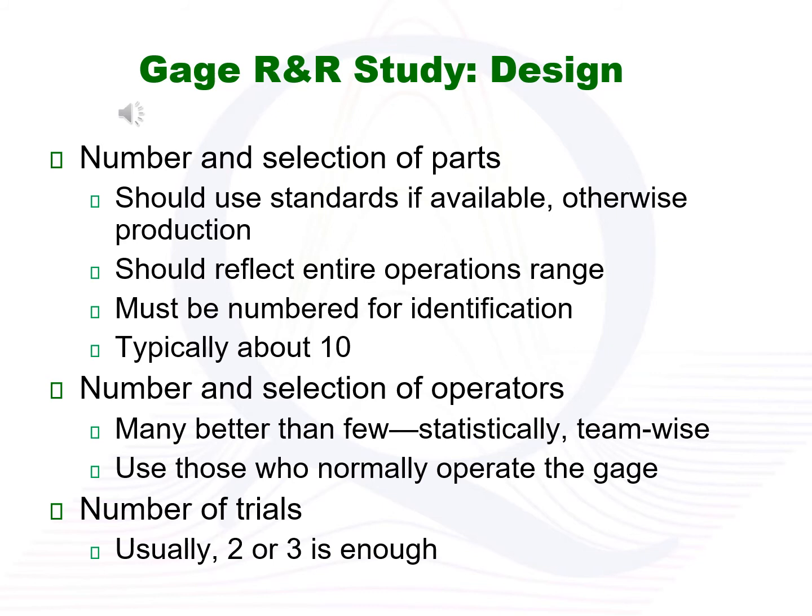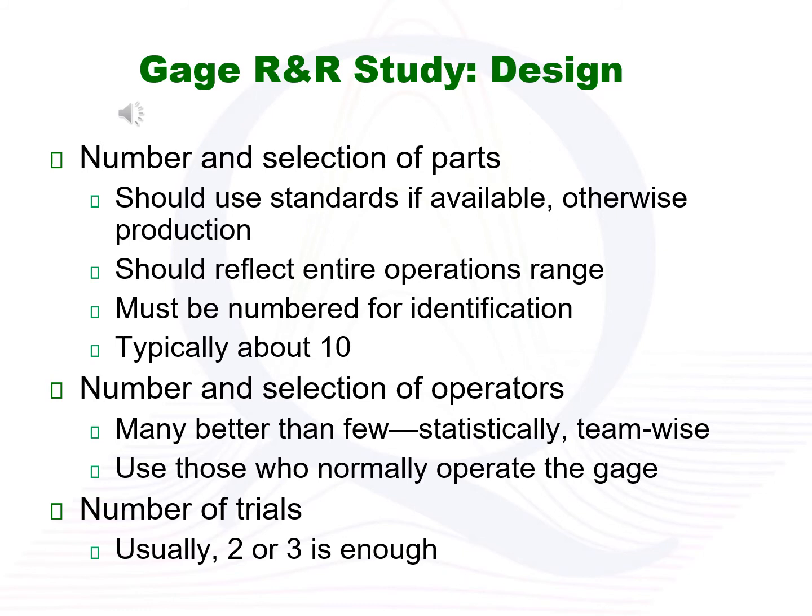We need to decide on certain things, like how many operators, parts, and repeat measurements on each part by each operator. First, let's discuss parts. Unless you have standards for measuring that certain characteristic, you should use actual production parts. The parts should reflect the entire range of objects that your tool could measure. For example, if your tool is a scale that you use to measure a range of weights from 1 kilogram to 100 kilograms, then you should not use all parts under 5 kilograms. Usually people like to use at least 10 parts.